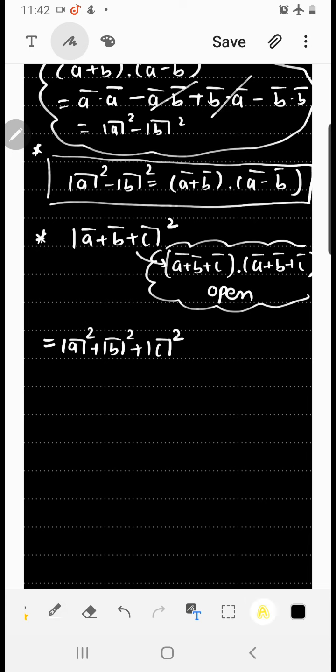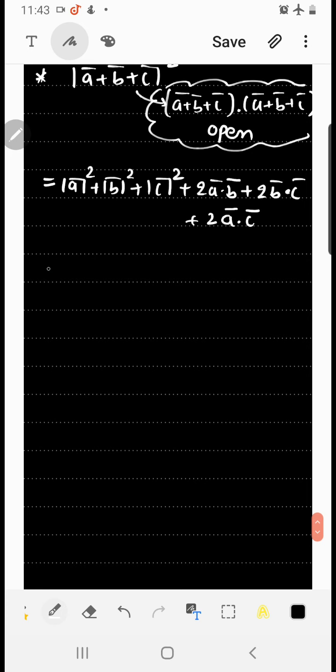Then what you do is, first vector into second vector into 2. So what I write here is plus 2 a bar dot b bar. Next, plus second vector into third vector into 2. So what do I write? Plus 2 b bar dot c bar. Finally, first vector into third vector into 2. So what do I get here? Plus 2 a bar dot c bar. And that is how you open the bracket.